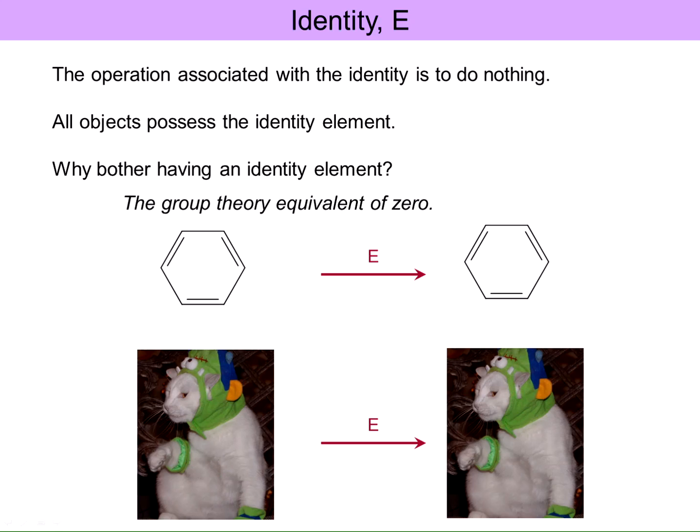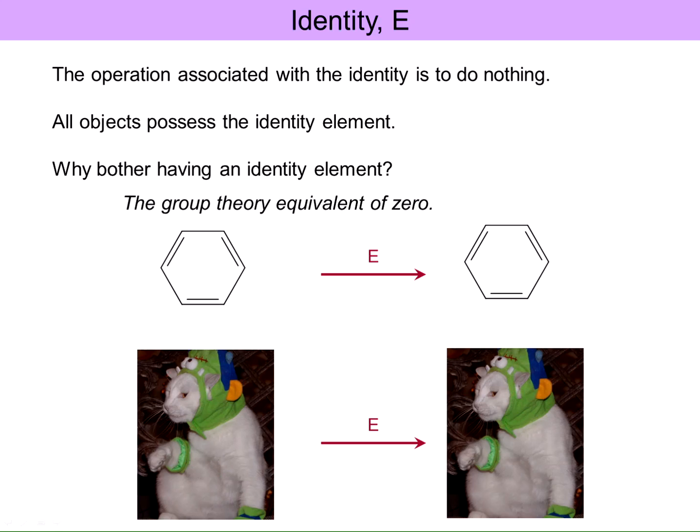So even though we count things, and we start off by counting 1, 2, 3, and 4, sometimes we need to represent that we have nothing. So we use the 0. So this is our equivalent of 0 in group theory. So the identity. So if I look at this benzene molecule, I do nothing to the benzene molecule by the E operation, and it looks exactly the same, and it produces an identical configuration.